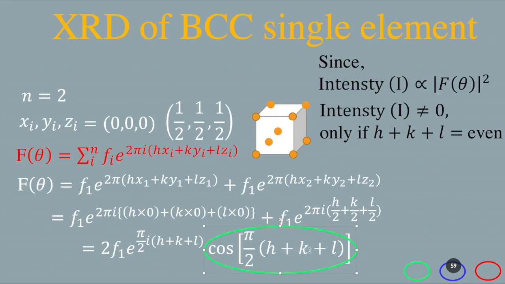We have h plus k plus l, and we have the selection rule. If h plus k plus l is odd, then this becomes zero, it cancels out, and everything is zero. So you don't have any intensity for h plus k plus l odd. We observe peaks only if h plus k plus l is even. So that explains why in BCC some of the peaks are missing, and only those planes will have the reflection when h plus k plus l is even.